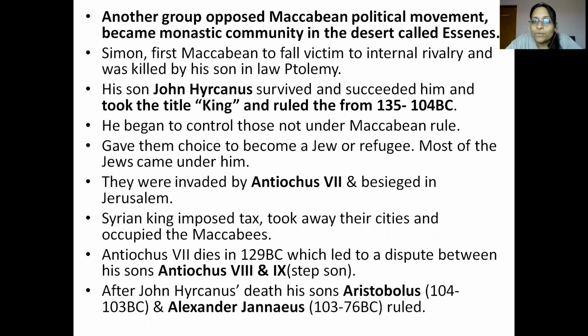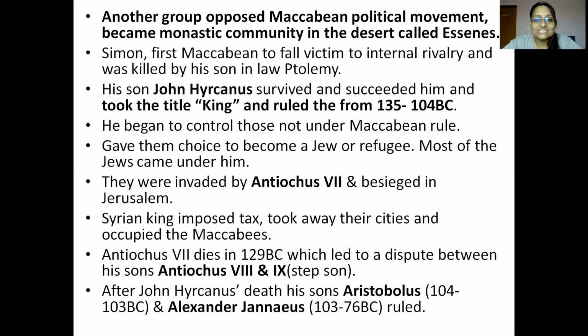So another group opposed the Maccabean political movement at this time, and they became the monastic community in the desert called the Essenes. If you remember, the Essenes were the group of people among whom John the Baptizer was. He grew up near the Dead Sea. So these were another group of religious people who opposed the Maccabean political revolt or movement.